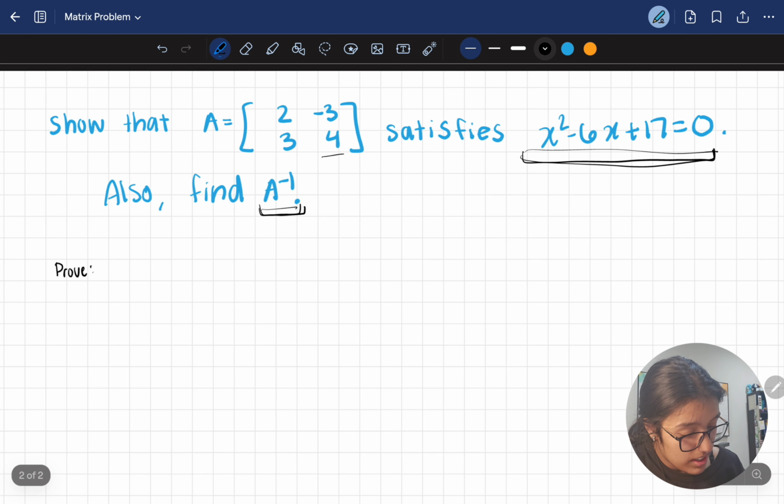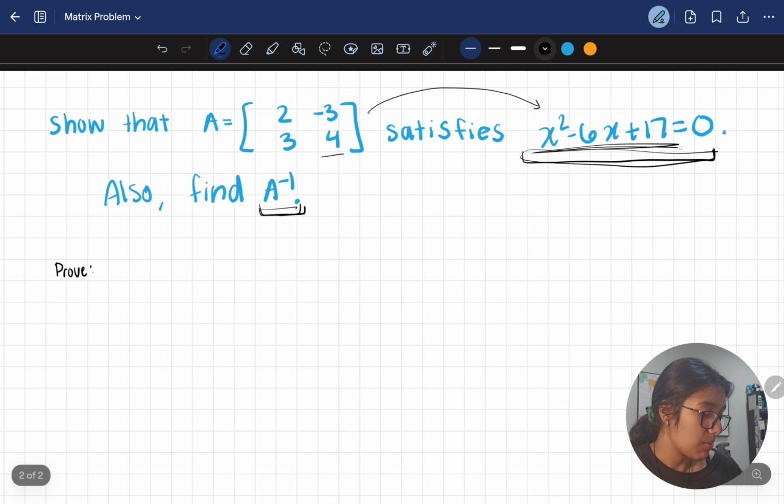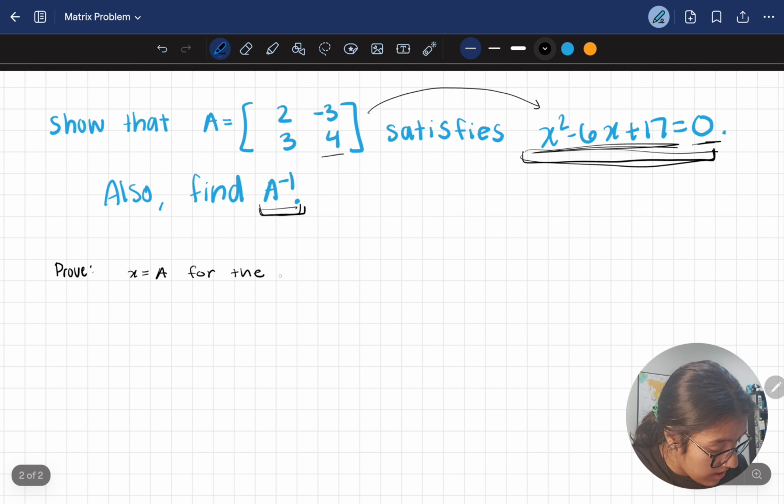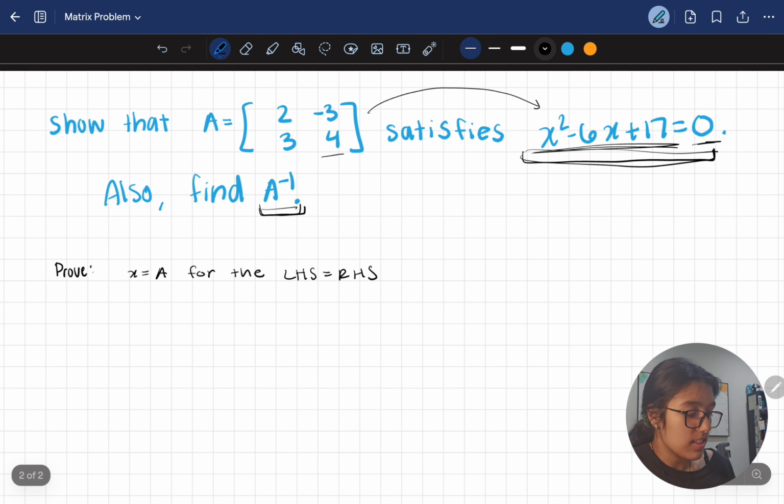So in this case, they're saying that when we substitute the matrix A inside this equation for x, it should be equal to 0. So that's basically saying x equals A, then only this left-hand side will equal this right-hand side. And that's what we want, right? It's saying it satisfies this, so that's how we know that the left-hand side has to be equal to the right-hand side. So now we just plug in that matrix into that equation and see if the left-hand side is equal to the right-hand side, aka if the left-hand side is equal to 0.